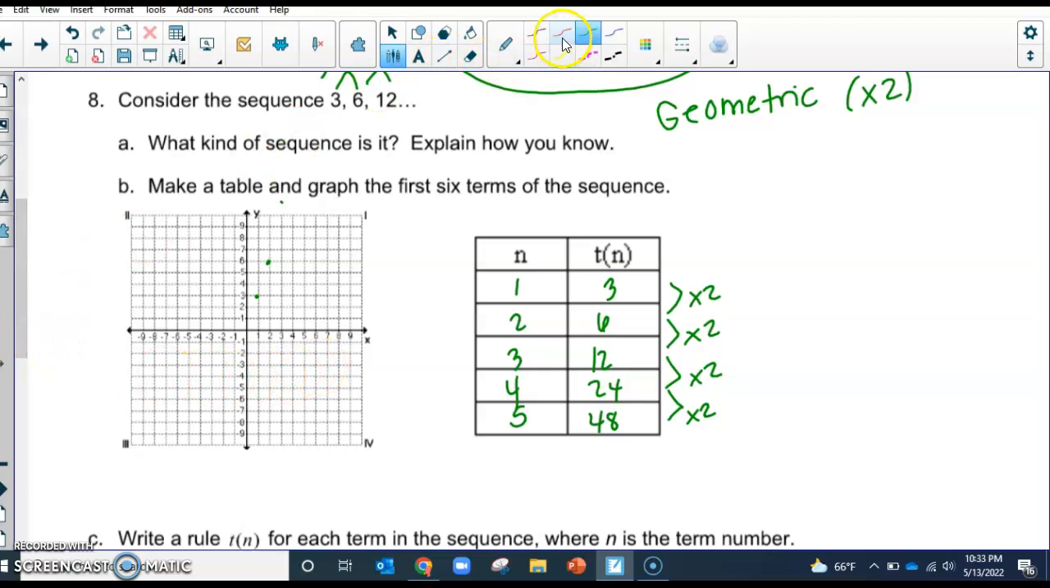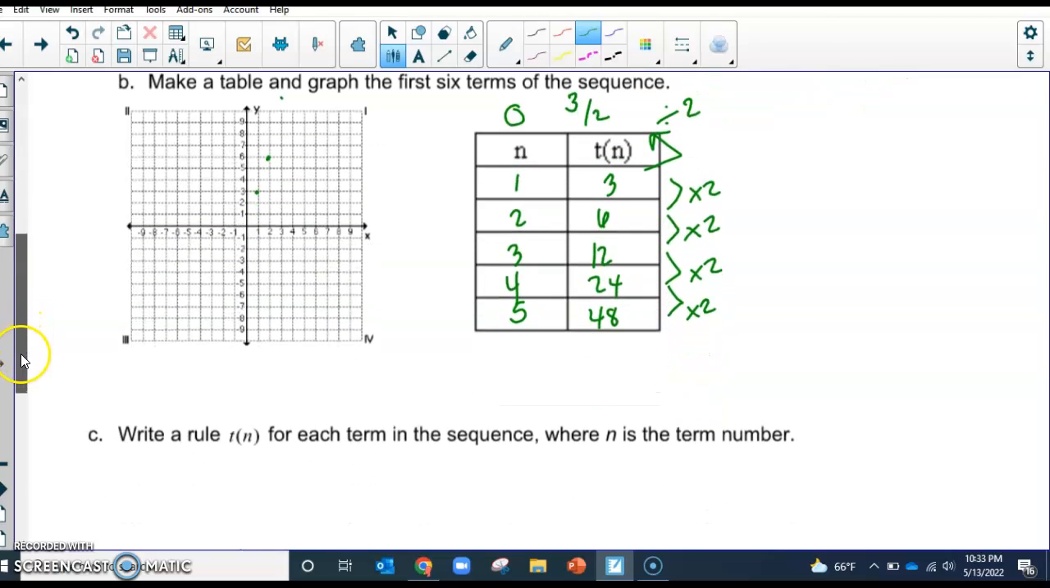If I would go back and find the 0 term, instead of multiplying by 2, I'm going to divide by 2. So my 0 term is going to be 3 divided by 2. I need this for my equation down here.